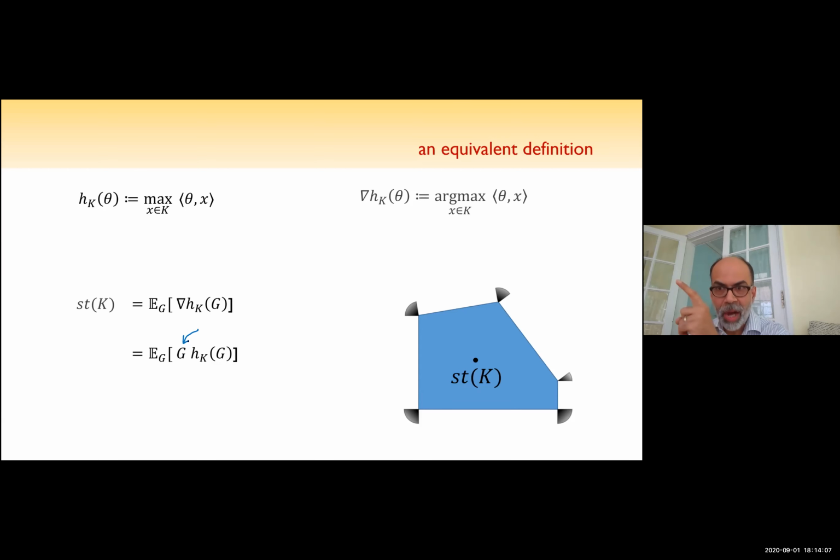This is the random Gaussian that we picked. This is a scalar, the support function value. This is the inner product between the Gaussian and the maximizing point. Okay, and my claim is that these two definitions are the same. And this thing is at the heart of all usages of the Steiner point that I know.